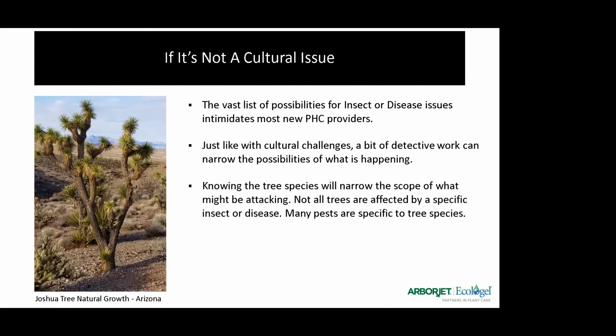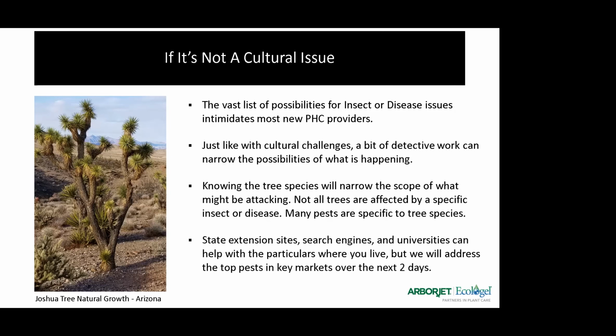So as we look at things here, knowing the tree species, as I mentioned earlier, is going to significantly narrow down the likelihood of what is taking place. It'll help you in identifying what insect or disease might be attacking that tree, because many pests are very specific to tree species. You can use your state extension sites, search engines, universities. Get a pair of binoculars to help you with tall trees. Over the next couple of days, we're going to address some of the top key pests in the areas that we feel are most important for you to know about. But these are the things that can help you to figure out what it could be.